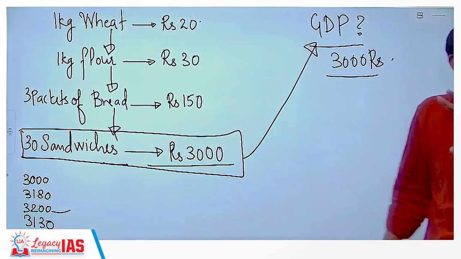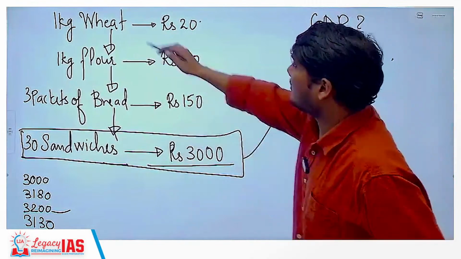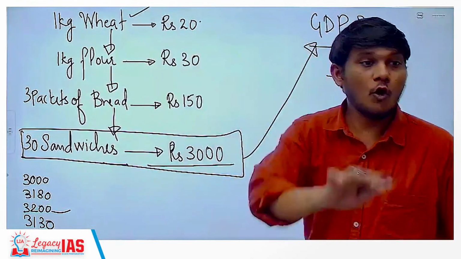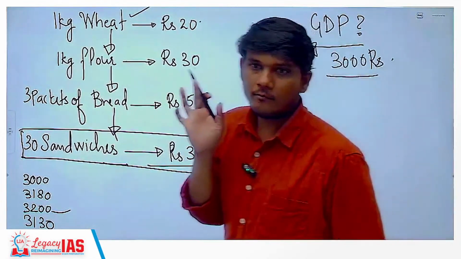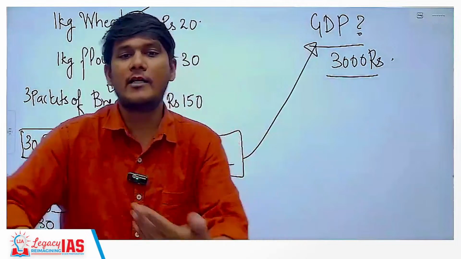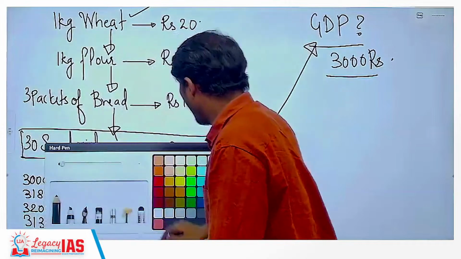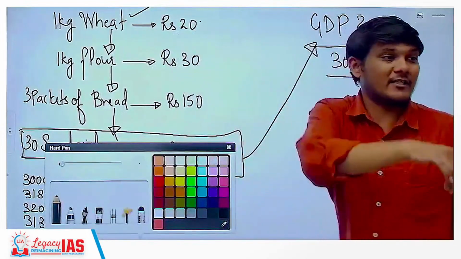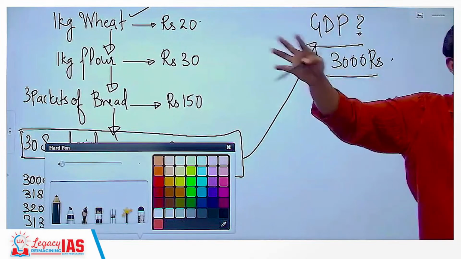So what is final value? It is the value of the final goods and services. Is this a final good? No. A final good is a good which gets consumed. It does not get involved in the next process. That is why the importance of processing, and that is why the Indian government is talking about mega food parks and food processing units. Why are we talking about that?